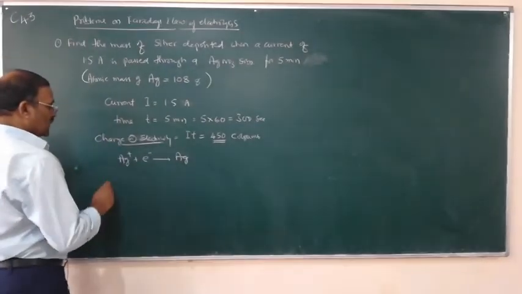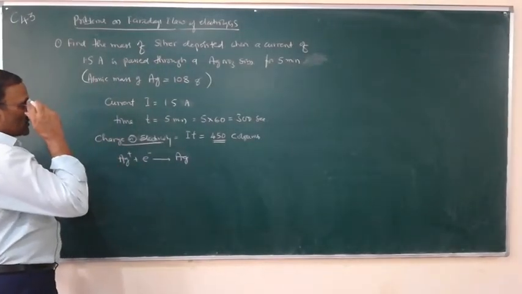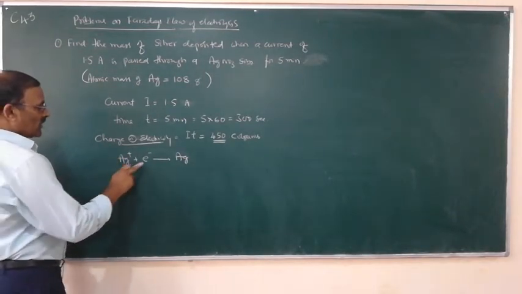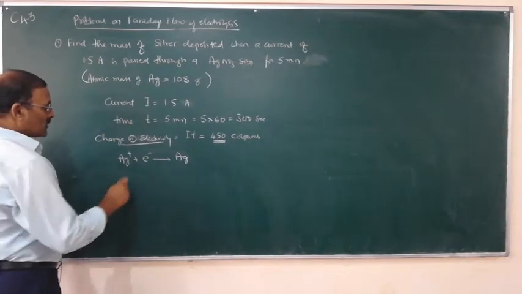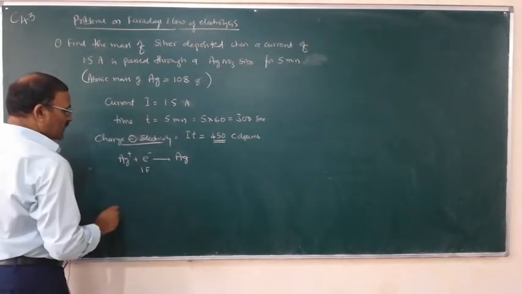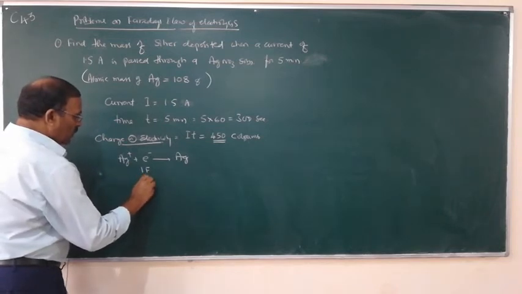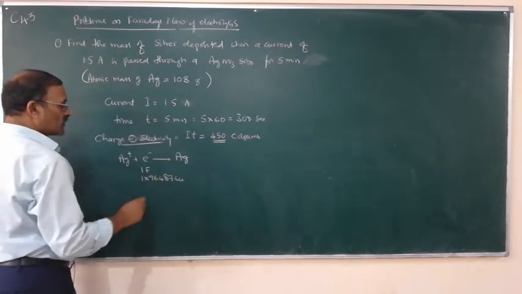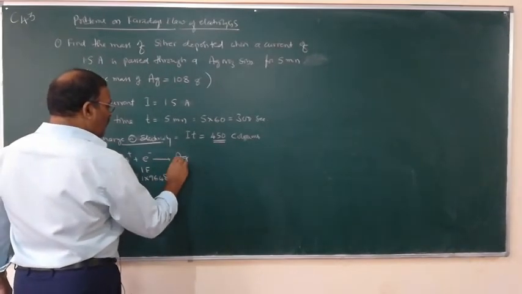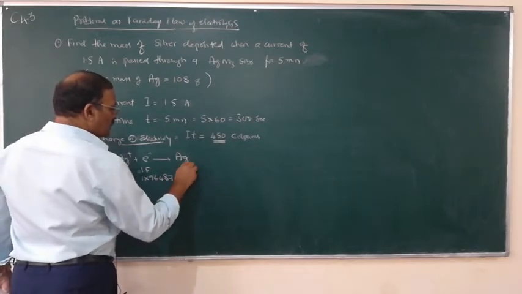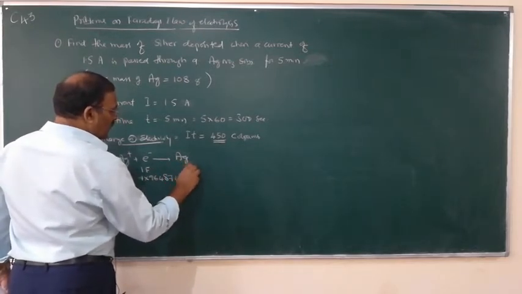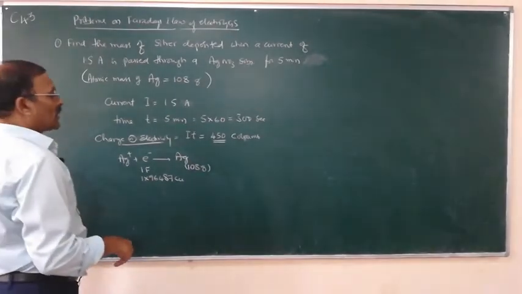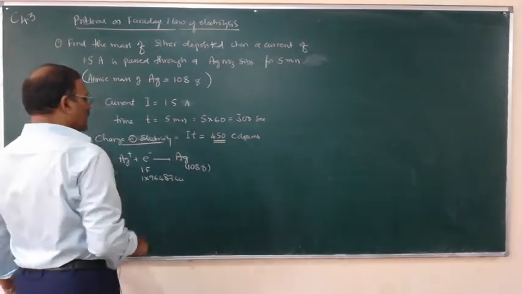So in this reaction, silver is a monovalent ion. For the discharge of 1 mole of silver ions we need 1 mole of electrons or 1 Faraday of electricity, or 1 into 96,487 coulombs. So what is the amount of silver deposited? It is its atomic mass, that is 108 gram. So atomic mass of silver is 108.